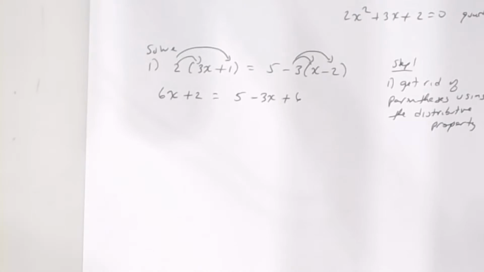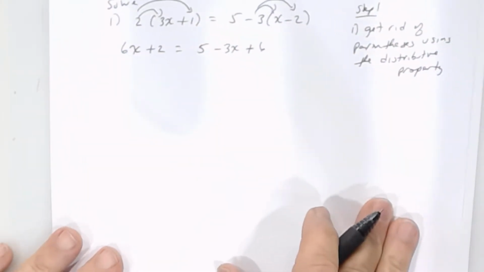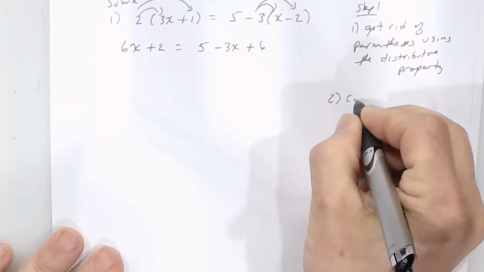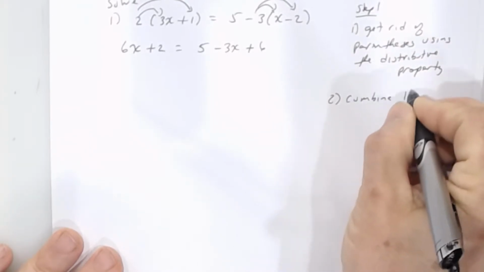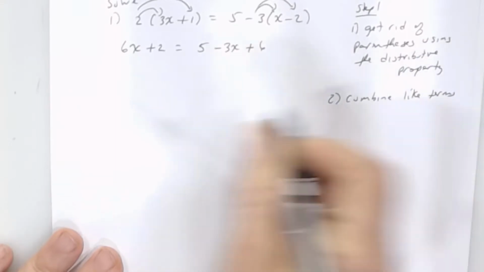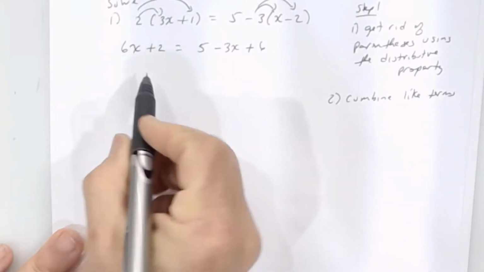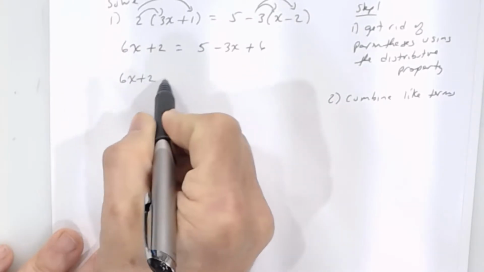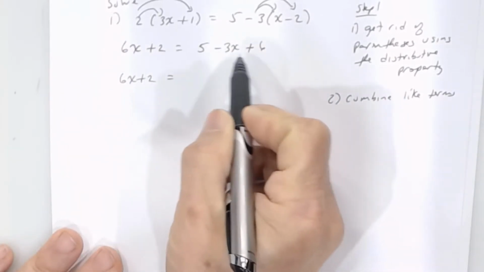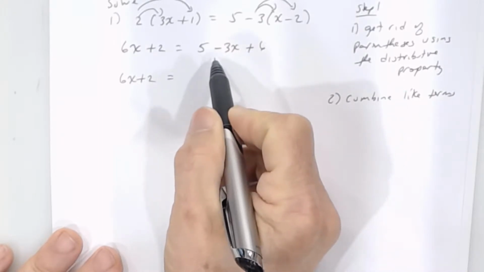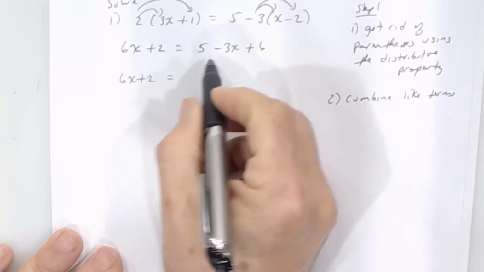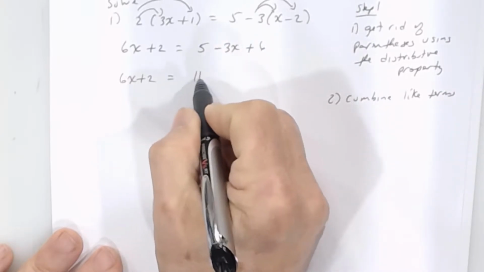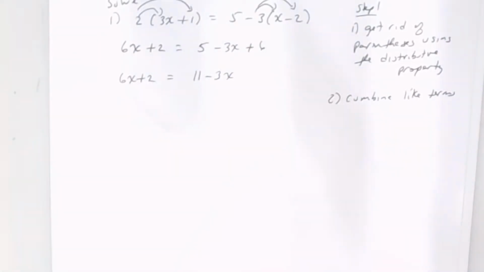Combine like terms if you can. So step 2 is to combine like terms. Can I combine anything on the left? No, so I'm just going to rewrite it. What can I combine on the right-hand side? What are those called? Constants. So 5 and 6 is 11. You can say 11 minus 3x, or negative 3x plus 11. It does not matter. Now what's the next step when solving a linear equation?